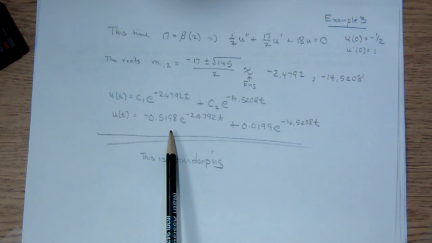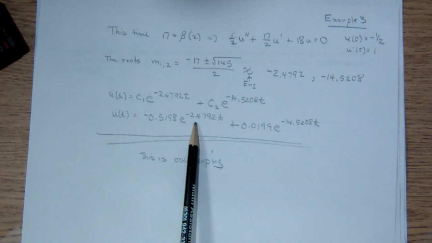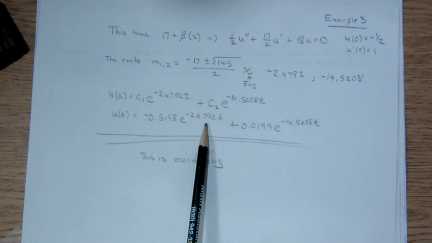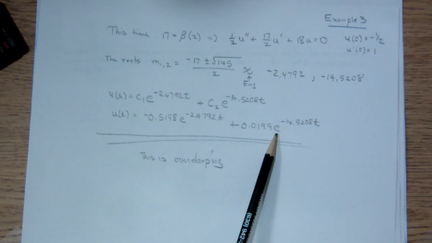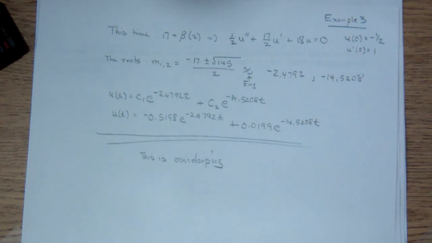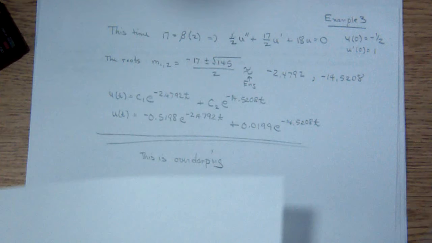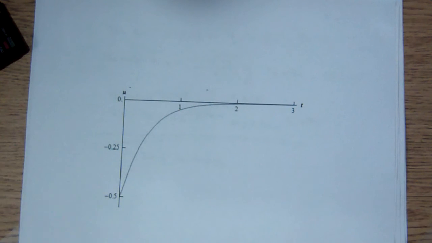And so we get an expression that looks like this: minus 0.5198 e to the negative 2.4792t plus another coefficient times e to the minus 14.5208t. And if we were to graph it, we would find a situation like that. So that's what the solution looks like so far.